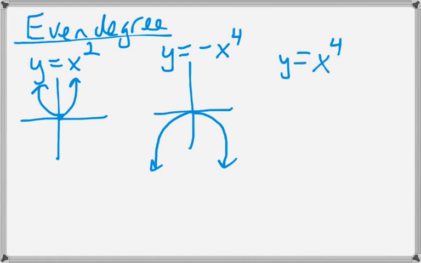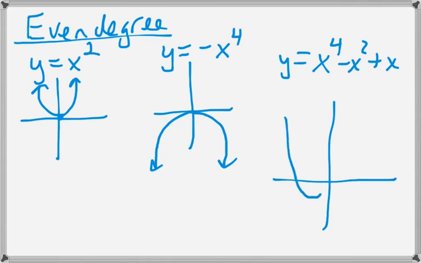And then here's y equals x to the fourth minus x squared plus x. So we get a different shape there than we did for the other fourth degree. So once you get higher than degree 2, the shape can vary based on what the function is.